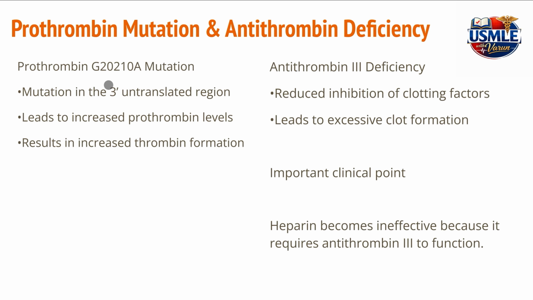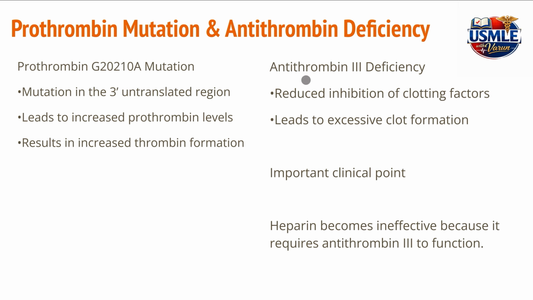Prothrombin mutation increases thrombin production, whereas antithrombin deficiency causes reduced inhibition of clotting. An important point is that heparin doesn't work well in antithrombin 3 deficiency. Whenever there's a mutation in the 3' untranslated region, there's prothrombin mutation, which leads to increased prothrombin levels and finally increased thrombin formation. More thrombin leads to more and more stabilized clot formation, promoting thrombosis.